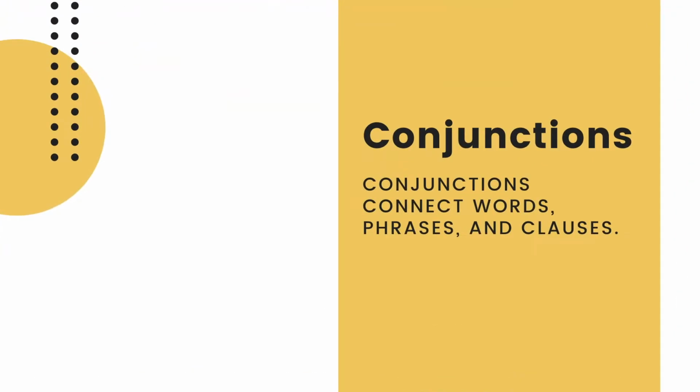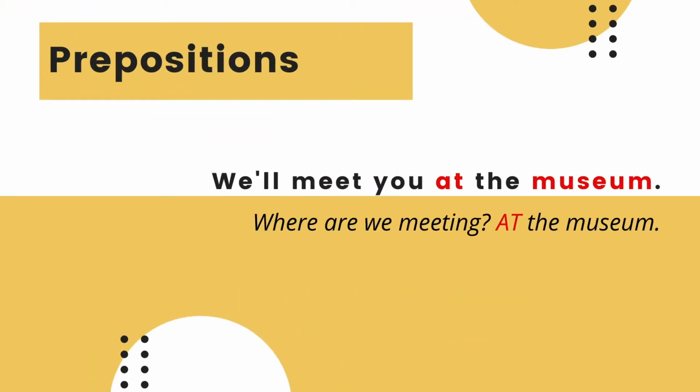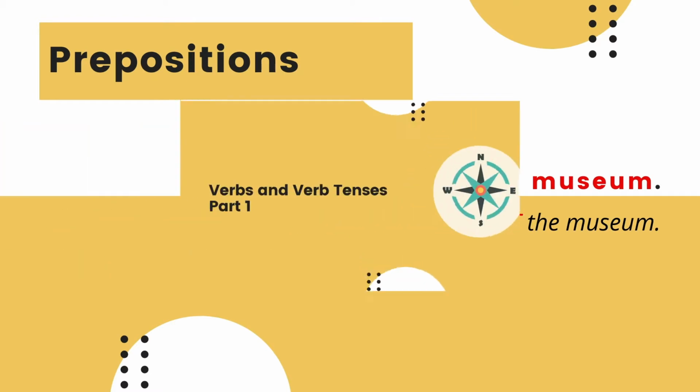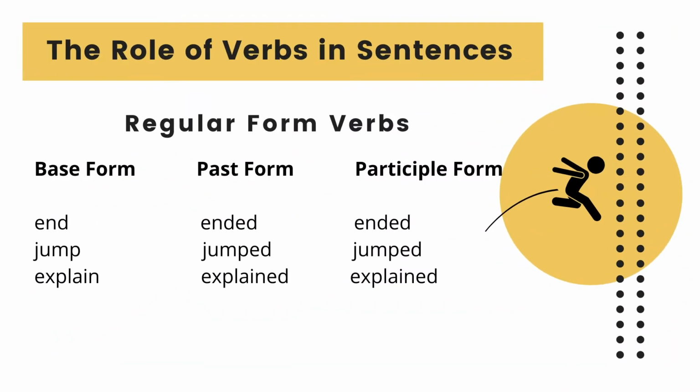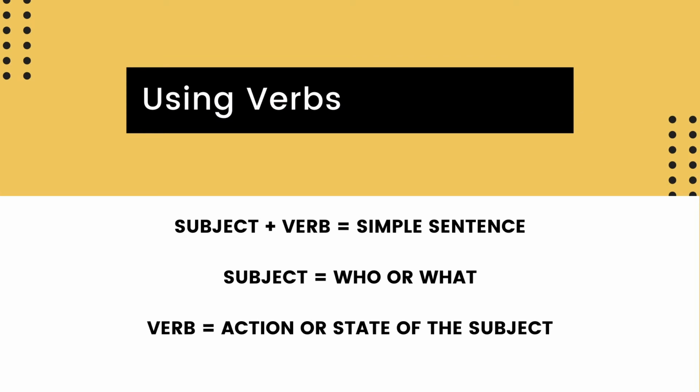You've got conjunctions and prepositions, so know the types of conjunctions and the prepositional phrases. Know verbs and verb tenses. Those are the verb forms: the base form, the past form, the participle form. Know how to use verbs correctly, like they ate, I walk, we went, she seems.